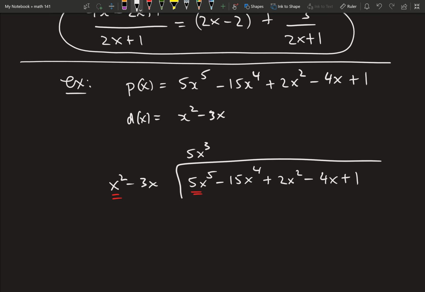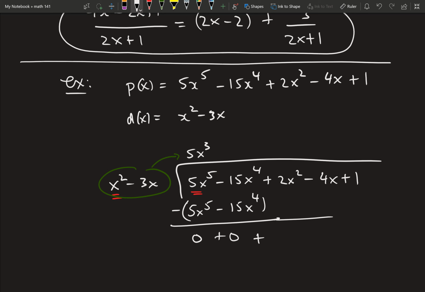So once we have that, now we multiply this thing by that and place that underneath right here. So this term would also be 5x to the fifth, and then minus 15x to the fourth. Just turned out that these are both the same. Oh, how interesting. Okay. So this becomes 0 because you have 5x to the fifth minus 5x to the fifth. And this becomes 0, minus 15x to the fourth plus 15x to the fourth, because this distributes. So you get 0. So what you can do now is drop down the next two terms. So we get plus 2x squared minus 4x.